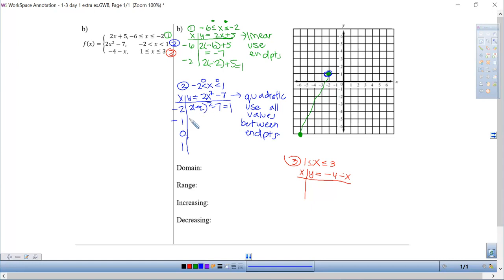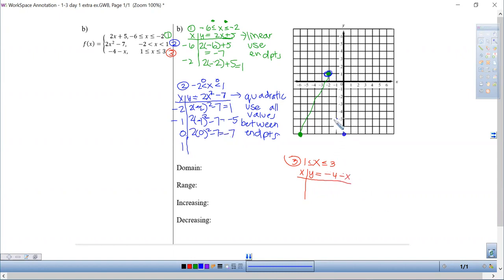Next, I'm going to plug in -1. So 2 times -1 squared, minus 7. -1 squared is 1, times 2 is 2, minus 7 is -5. Okay, so I'm going to plot the point -1, -5. When I plug in 0, 2 times 0 squared is 0, minus 7 is -7. So I'm going to have a point at 0, -7.